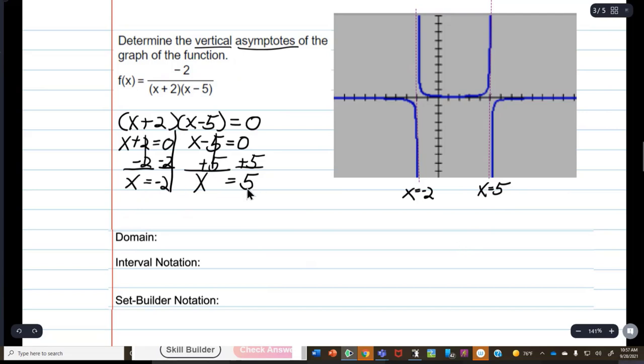But in doing this, we also found the domain. Because X will not be allowed to equal negative 2, and X will not be allowed to equal positive 5. So we might as well get a little practice and find the domain. Is somebody going to say something? Yes, so it's basically just the domain with the equal sign. Yes, it's what's not allowed in the domain. Oh, okay.